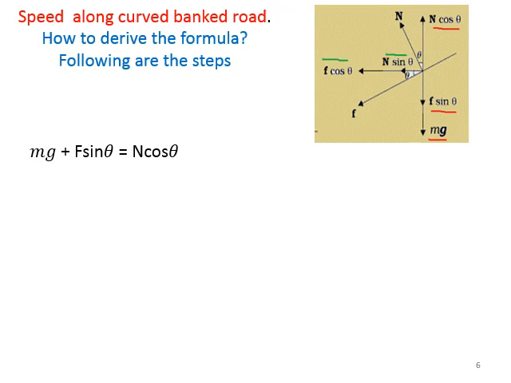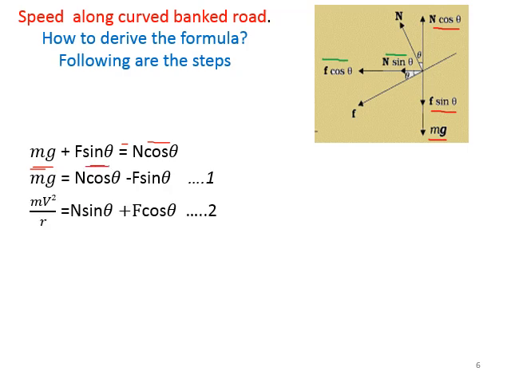Now we have to write down: sum of downward forces is equal to sum of upward forces. Using this, we have to write down this relation: mg plus f sin theta. These are the downward forces. It must be equal to n cos theta, the upward force. Now from this, we have to write down for mg by shifting this f sin theta to the right hand side. So it will be minus. We rearrange this equation for mg and it is equation number 1.